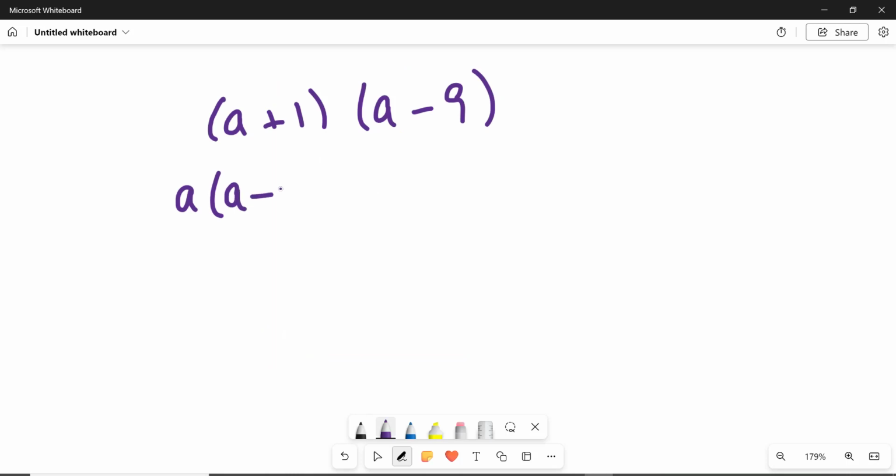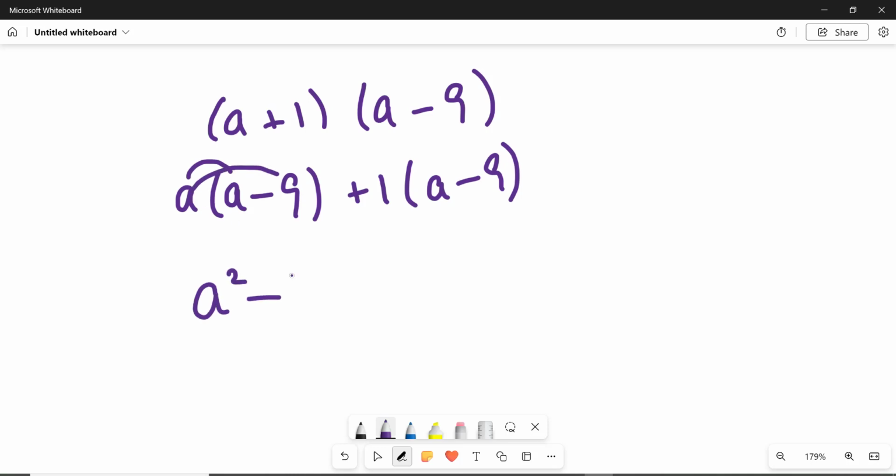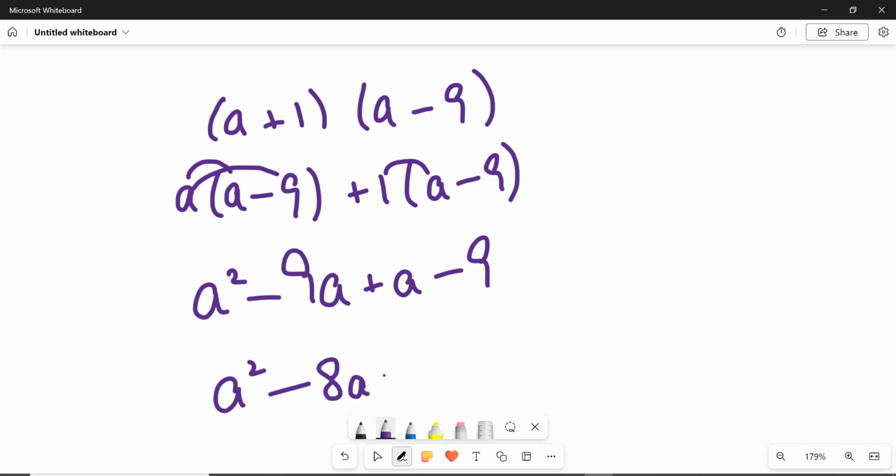This one is quite easy. It's similar to the previous one. a times a minus 9 plus 1 times a minus 9. We get a squared. a times minus 9 gives us minus 9a, plus 1 times a is of course a, minus 9. Add up all of the like terms. Minus 9a plus 1a gives us minus 8a, minus 9. Now we are done with the like terms.